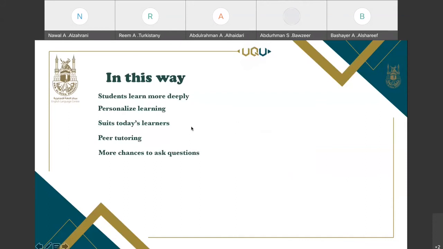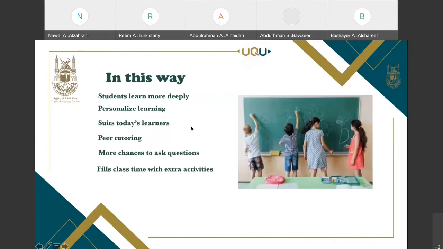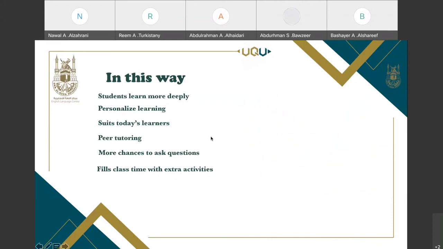Okay, the next part, this is also a very good chance to fill the class time with extra activities, especially for younger learners who like to do things, who like to be praised, who like to show what they did or their achievement, and then the teacher is clapping for them and praising them. So this is a very good chance to know your students and to know each one, what is the thing that she likes to do.